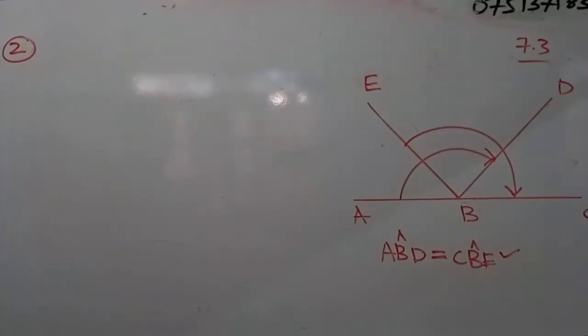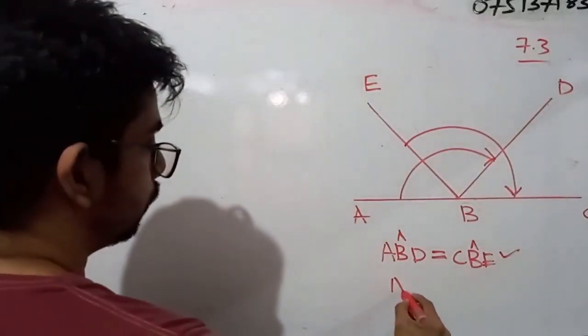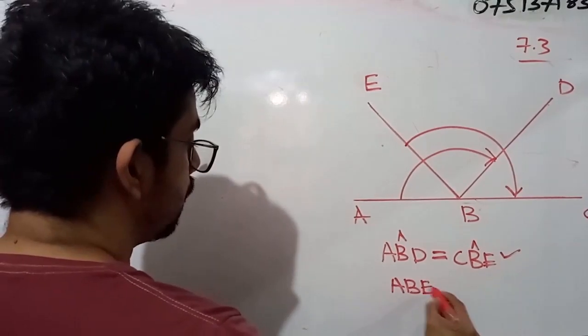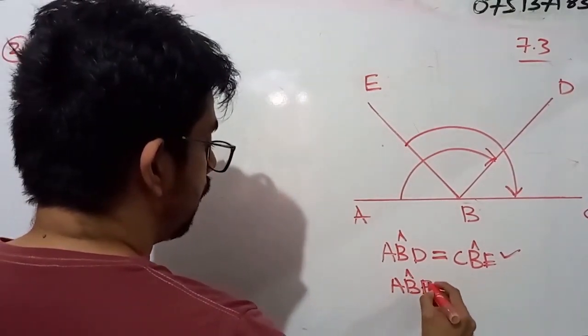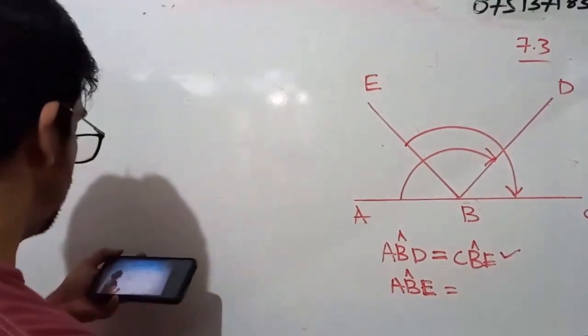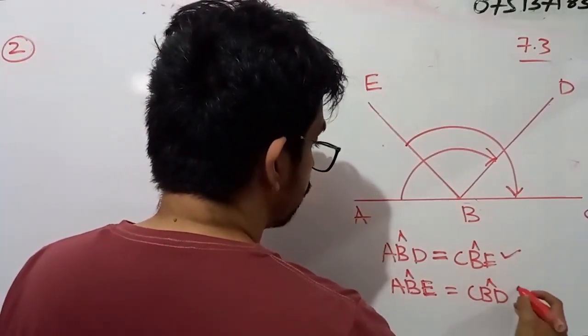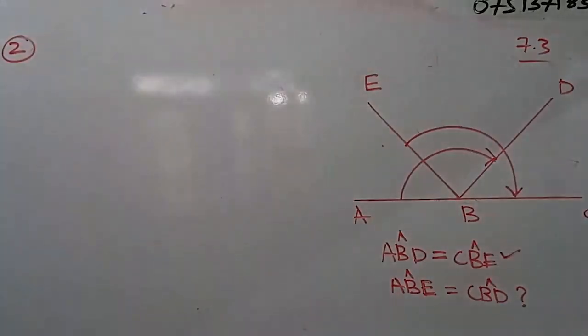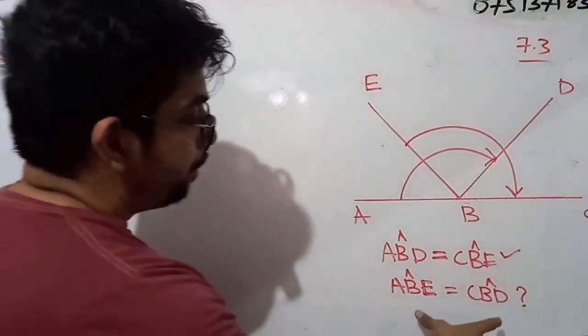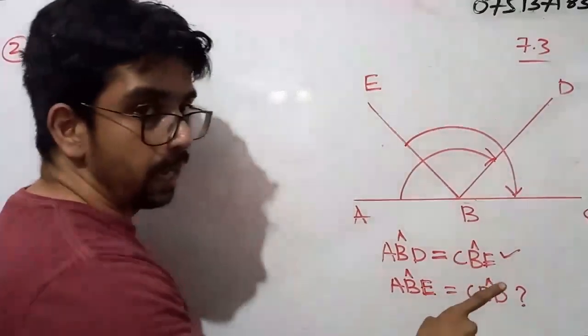Show that angle ABE is equal to what? CBD angle. So this is the thing that we need to prove. ABE angle and CBD angle.